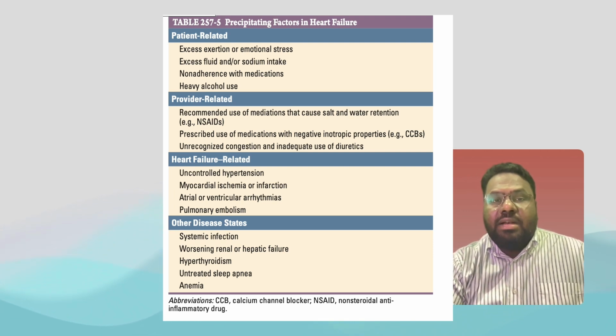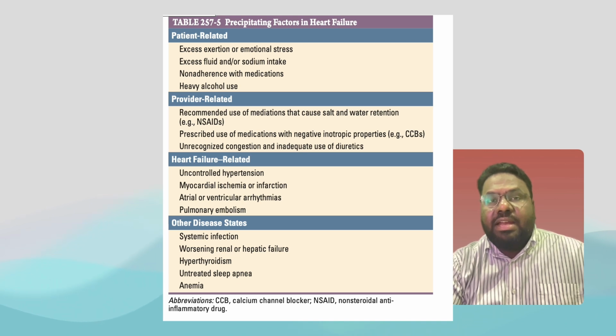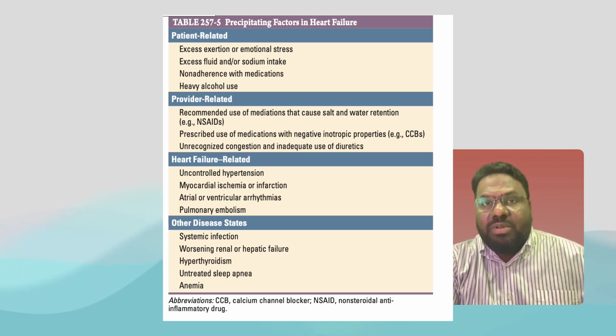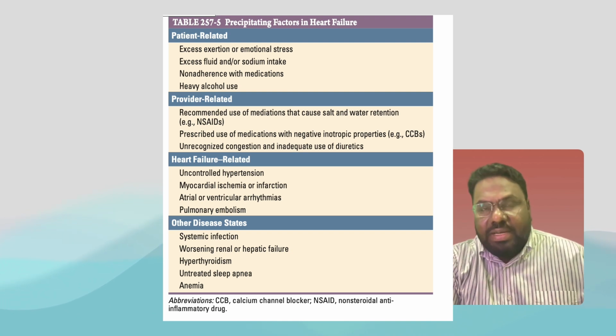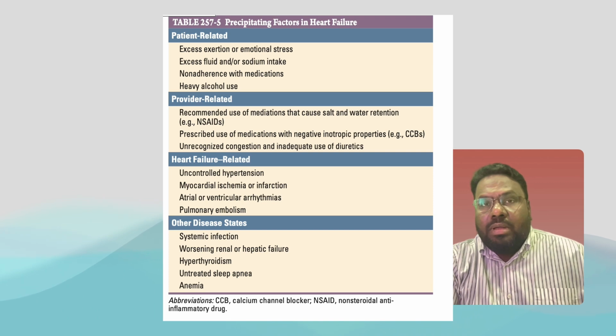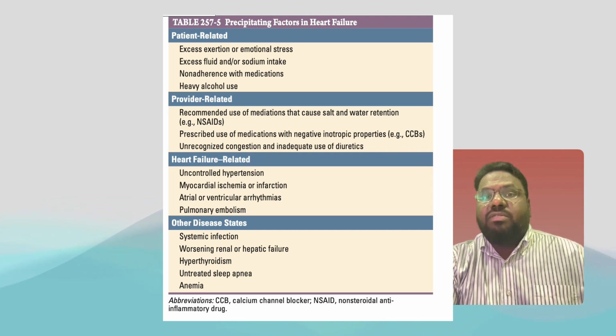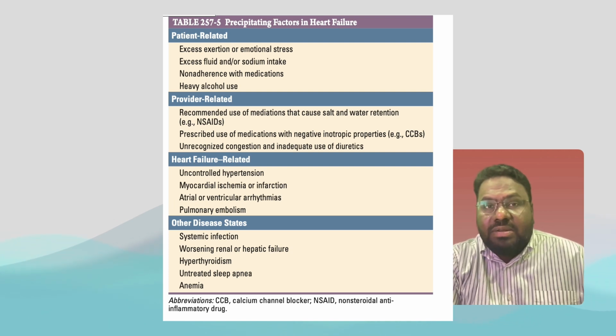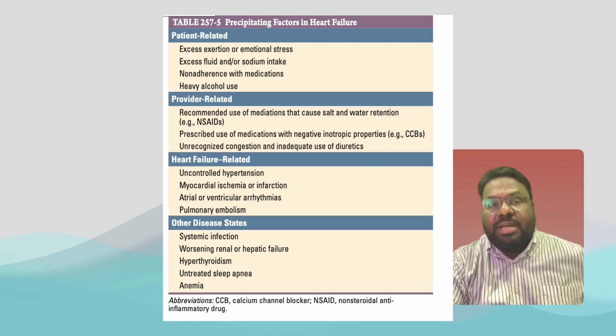Next comes unrecognized congestion and inadequate use of diuretics. Most of the time, diuretics are troublesome to use. You start a diuretic for a hypertension case, and because of various side effects, like hyperuricemia, fatigue because of loss of electrolytes, and body pains, the patient usually cuts the dose by himself, and sometimes non-compliance is seen. In such cases also, it may suddenly precipitate heart failure.